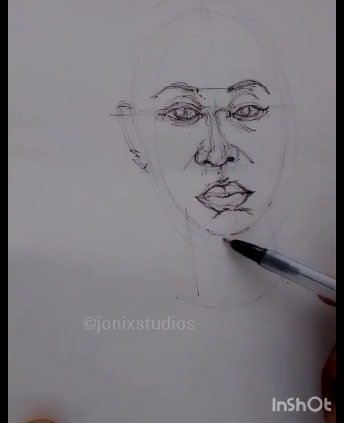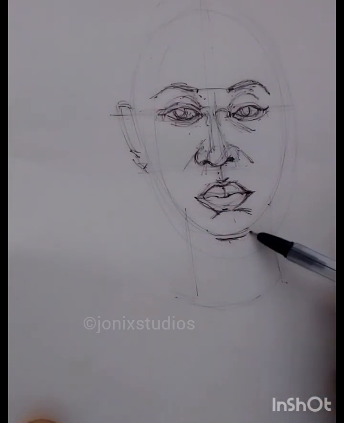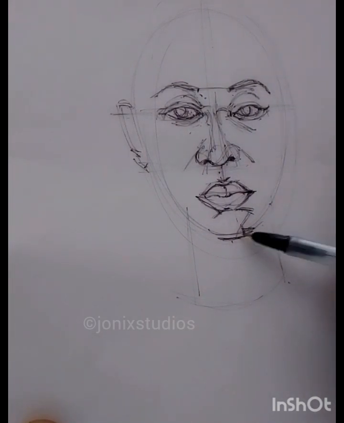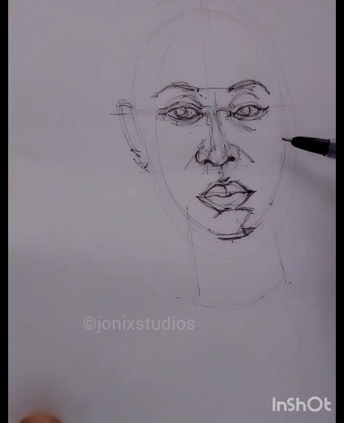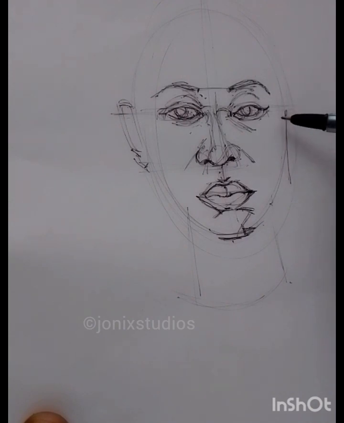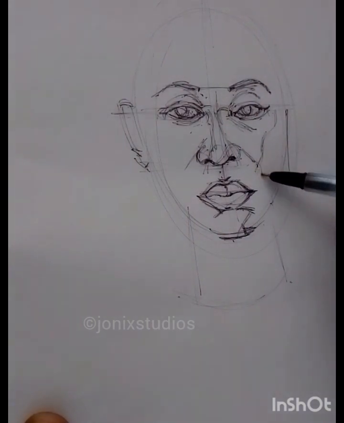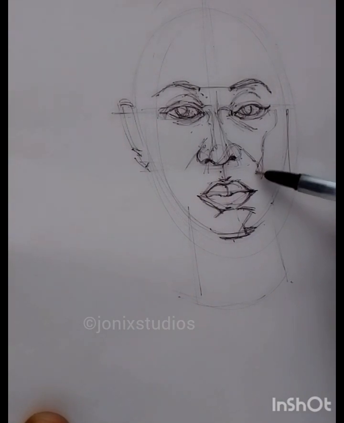So at this stage now, we've been able to register from the eye down to the lips. So what we want to do next now is to take the side. So let's look at the side. So there's a contour, that's where the chin protrudes. That's what you're seeing here. So I'm drawing it out.